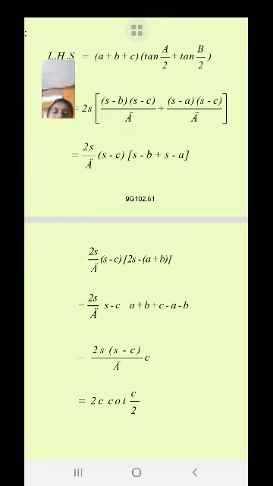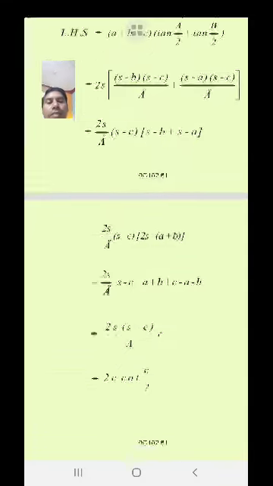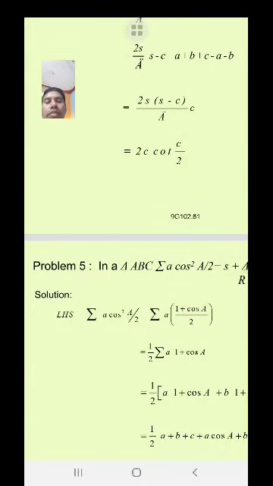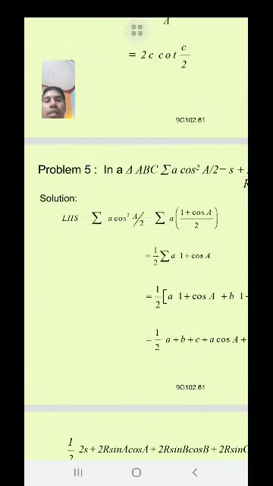So the next step is 2s into (s minus c) into c by delta, and 2c if you write separately, the remaining is cot C by 2. The remaining part is replaced with cot C by 2, because cot C by 2 is s into (s minus c) by delta. So this is how we proved. Next question.